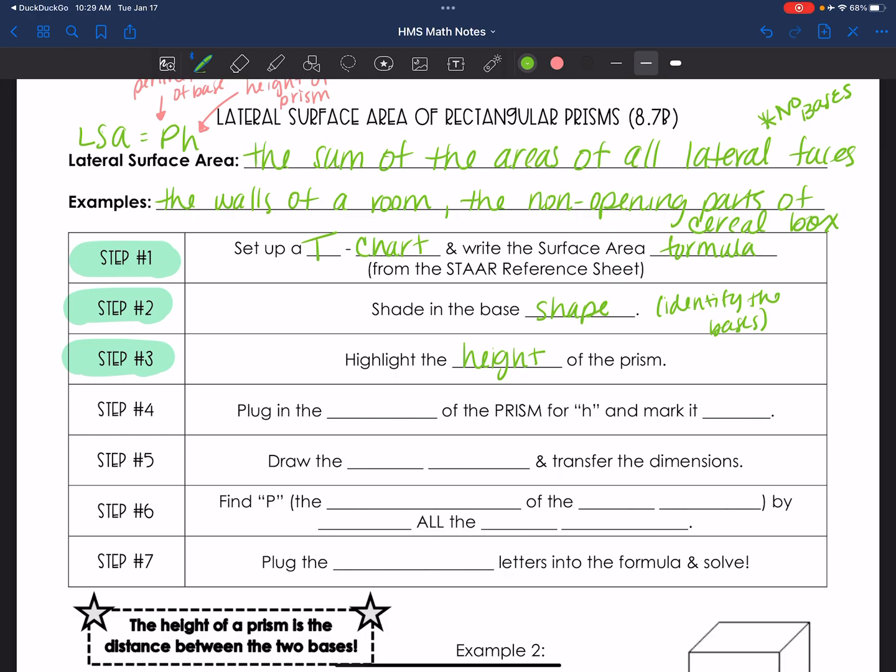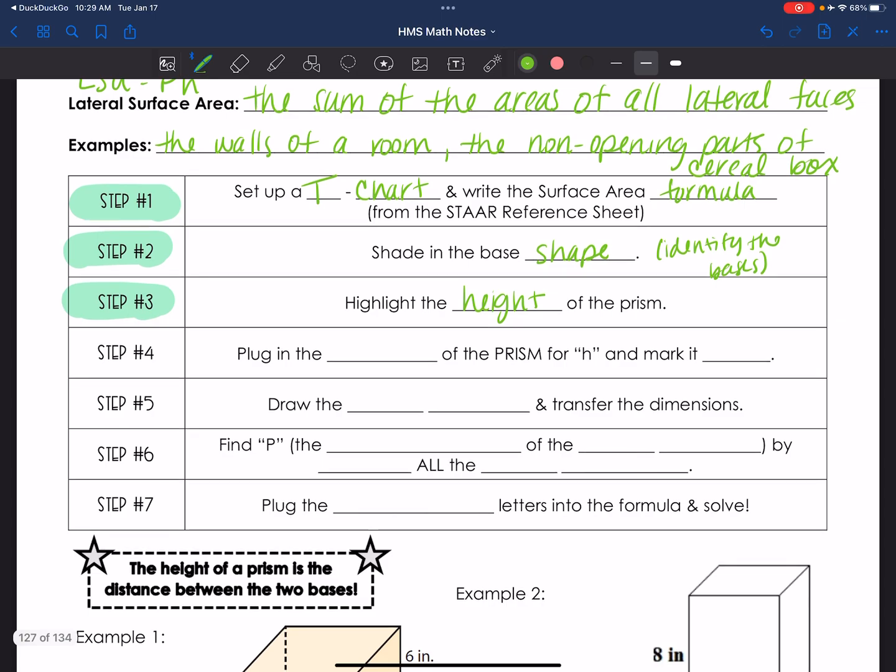Okay, as long as we can get those three steps right, you're golden, because the next four are easy. Plugging in the height, well, you already know what it is, so plugging it into your calculator is easy. Plugging it into your formula is easy. Then we're going to mark it out just so we don't use it again and we don't get confused.